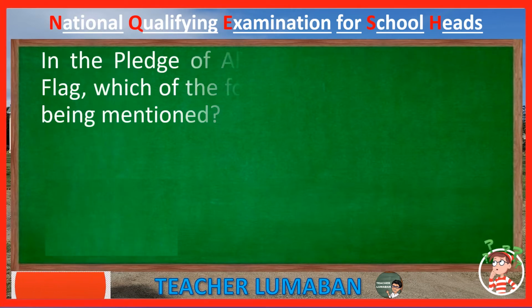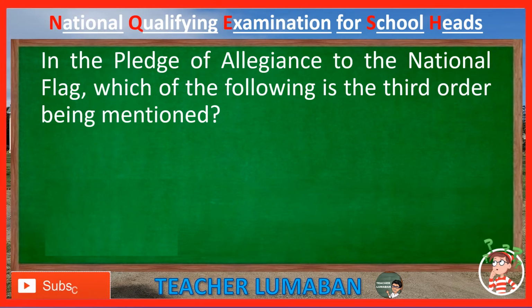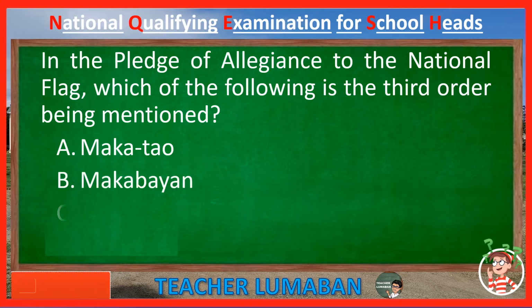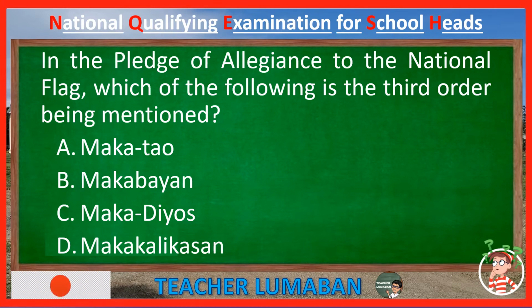In the Pledge of Allegiance to the National Flag, which of the following is the third order being mentioned? Letter A, Makatao. Letter B, Makabayan. Letter C, Makadios. Letter D, Makakalikasan. Choose the suitable answer based on the given choices in 5 seconds.